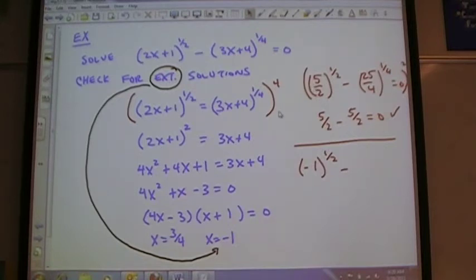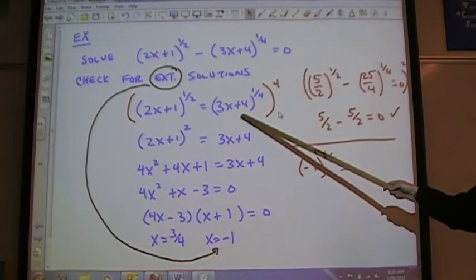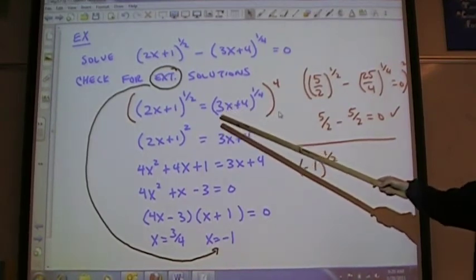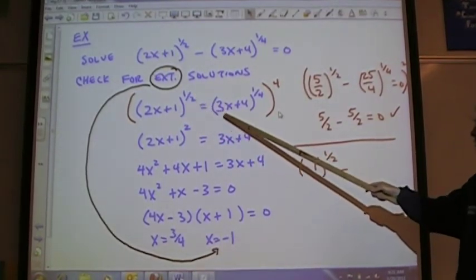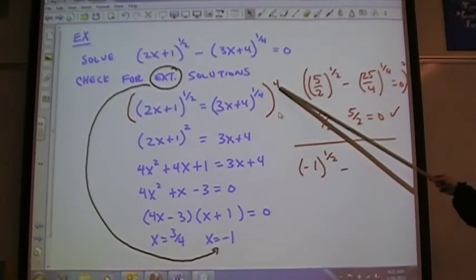Now, in this case, we have two radicals, to the 1/2 power and to the 1/4 power. You need to get one on one side and one on the other side. So I brought the minus 3x plus 4 to the 1/4 over to the other side. So I get 2x plus 1 to the 1/2 equals 3x plus 4 to the 1/4. Now how could I get rid of all fractional exponents? Raise the whole thing to what power? To the 4th.